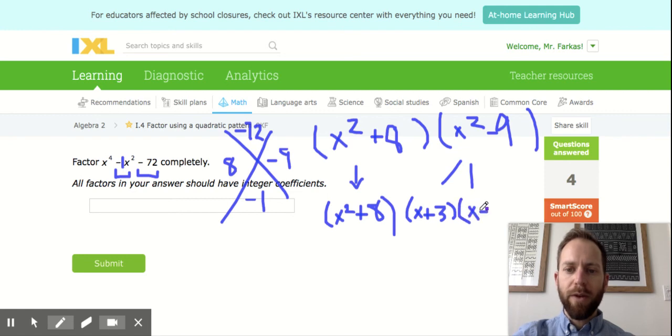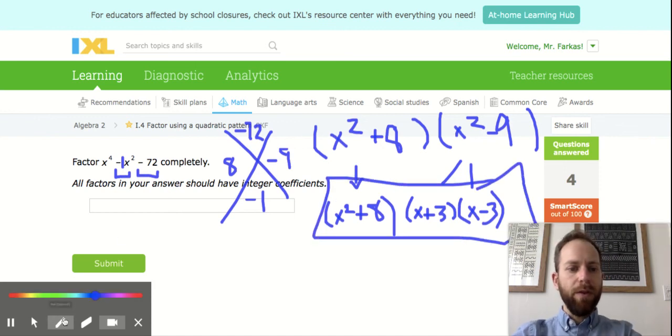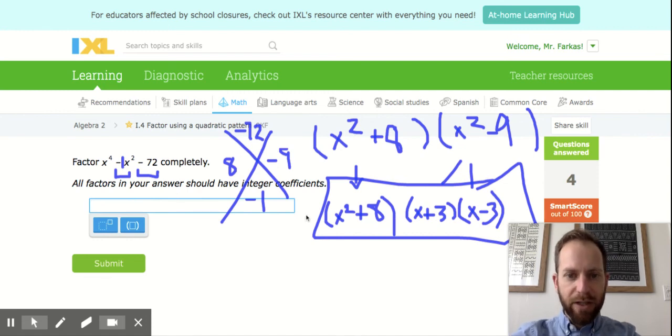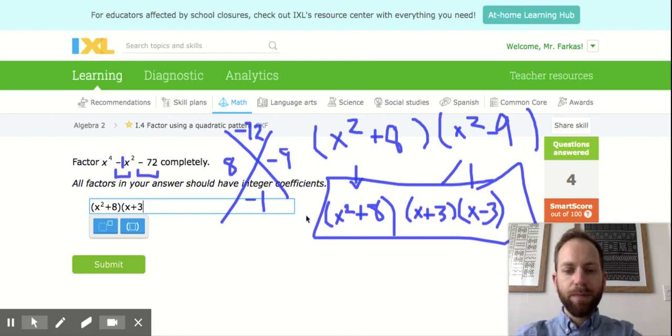So you should be able to write this in any order, but this is how you can factor it down as much as possible. And just make sure that you write your answer really carefully and you don't put too much in the exponents. Let me show you a common mistake. X squared. A lot of people will write plus 8, right? You see how that's still in the exponent? Make sure that it's not up there. You have to write it down here, plus 8. And then x plus 3 and x minus 3.